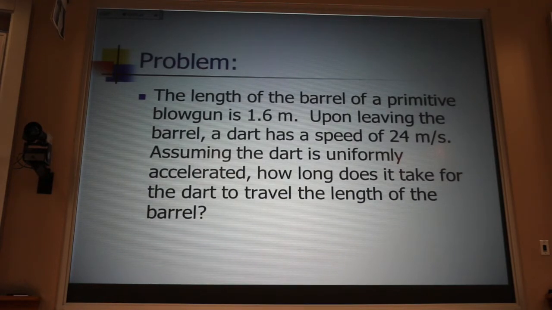So, with your neighbor, go through that recipe. Yes, sir? We're assuming that the initial is 0? Oh, are we? Yes. Yeah. Good point. Because there's only two numbers in that problem. Sometimes you have to read between the lines to get your third piece of information. It has to start from rest.